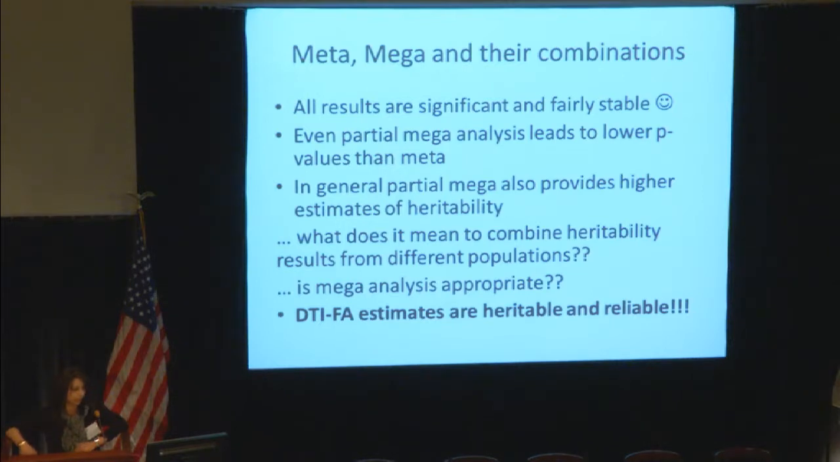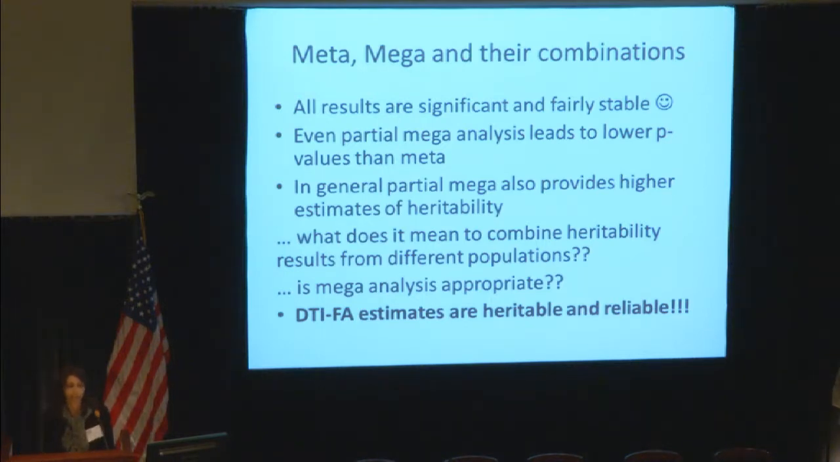So, there are some questions that remain in terms of heritability. What does it really mean to combine heritability estimates from all these different sites? And is mega-analysis the appropriate approach?